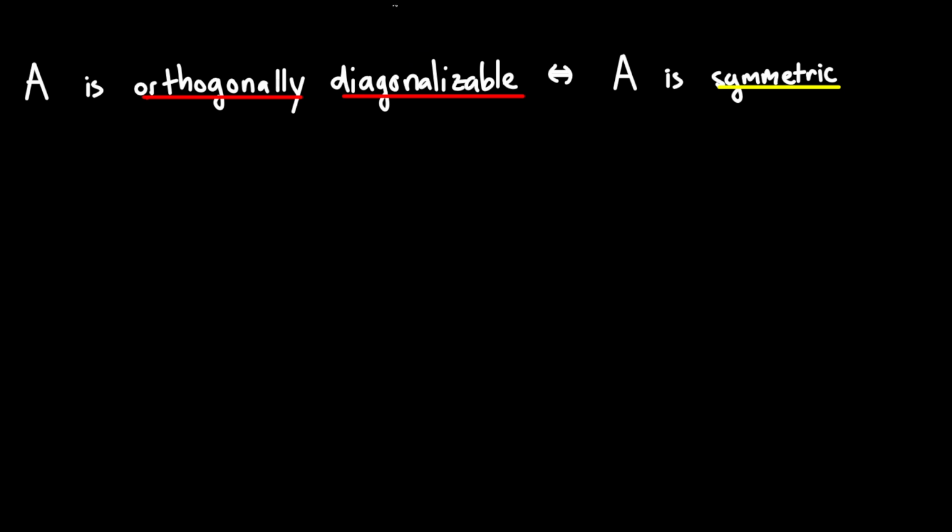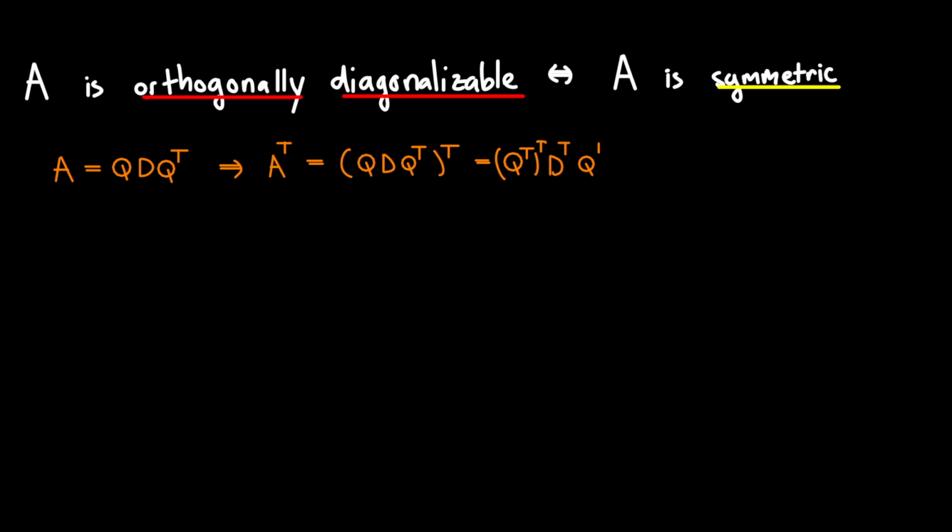So let's imagine we're given an orthogonally diagonalizable matrix. That just means that A can be written as Q times D times Q transpose. Now, if we can write A in this way, then we can ask the question, what is A transpose? And that will just be (Q D Q transpose) transpose. So how do we calculate the transpose of a product? Well, we reverse the product, firstly, and then we transpose each component. And so we're left with this.